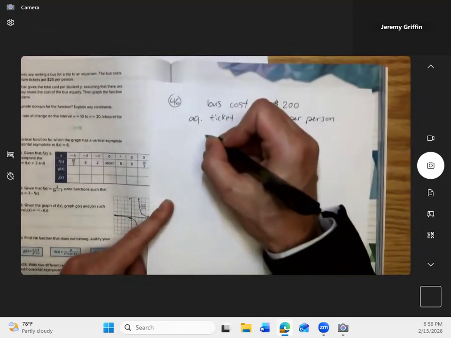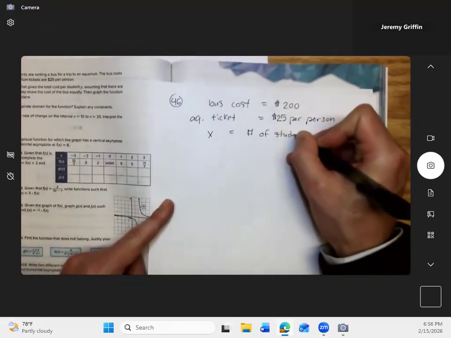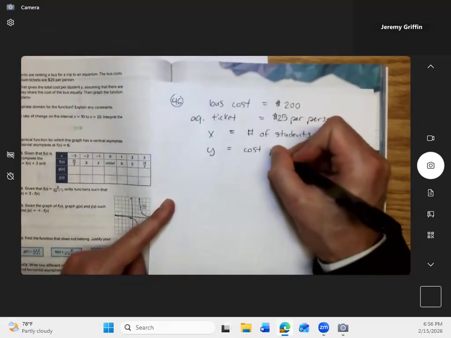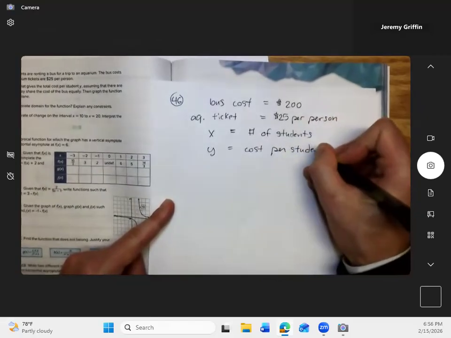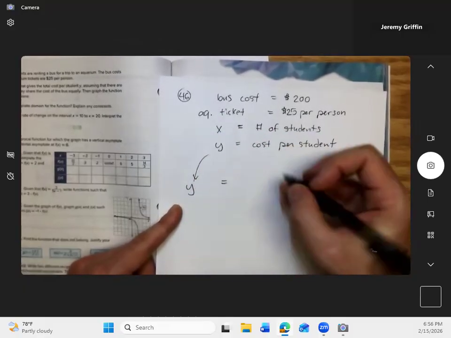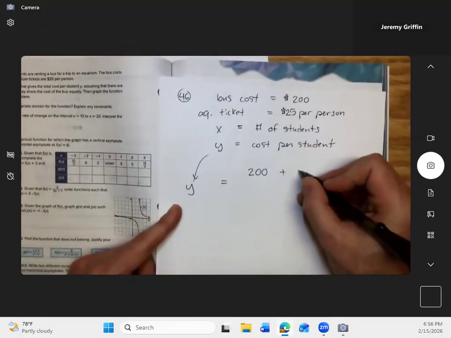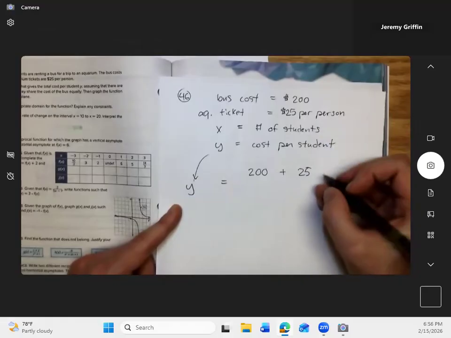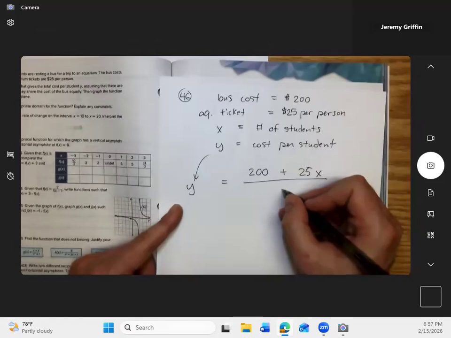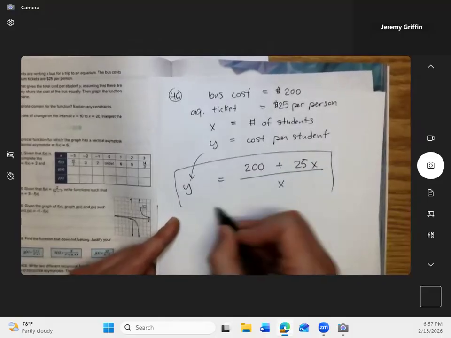So let's say X equals number of students and Y equals cost per student. Right? I think I'll say Y, the cost, equals $200 for the bus plus $25 per person for a ticket times the number of students buying tickets, collectively divided by the number of students, which gives you the cost per person. Okay. So I think this is a perfectly valid formula.